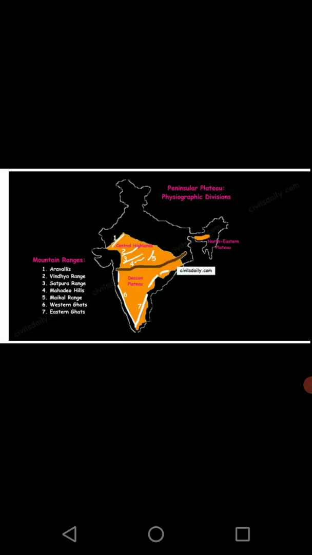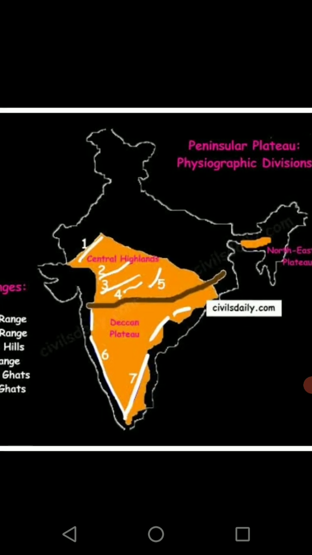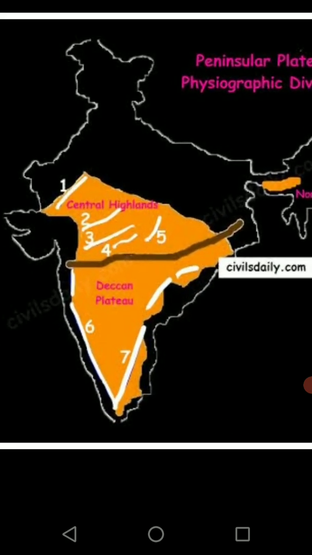The third physiographic division, as you can see, is the Peninsular Plateau. There is a line in between, which is none other than river Narmada. River Narmada divides the Peninsular Plateau into two different parts. The northern part is the Central Highlands and the southern part is the Deccan Plateau.